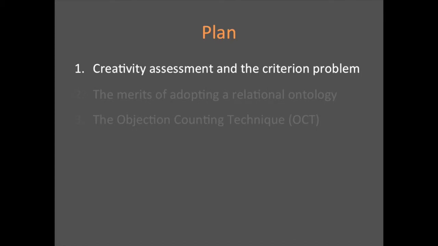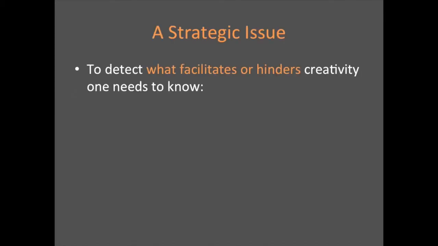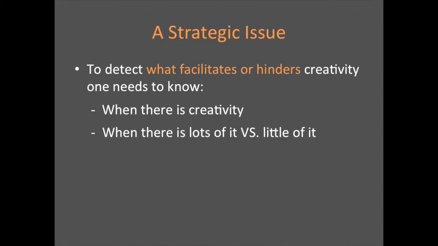So first, creativity assessment and the criterion problem. Creativity assessment is a strategic issue. Indeed, to detect what facilitates or hinders creativity, one needs to know when there is creativity and when there is not, and if possible, when there's lots of it and when there's only a little of it. Now, the main obstacle to do this has been a criterion problem.